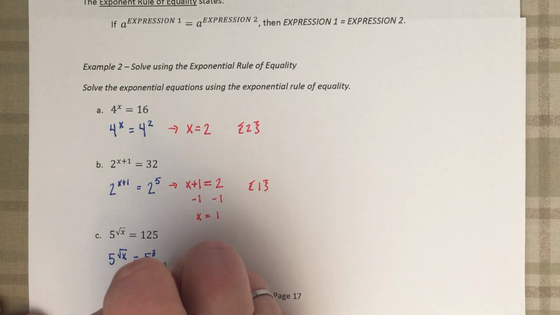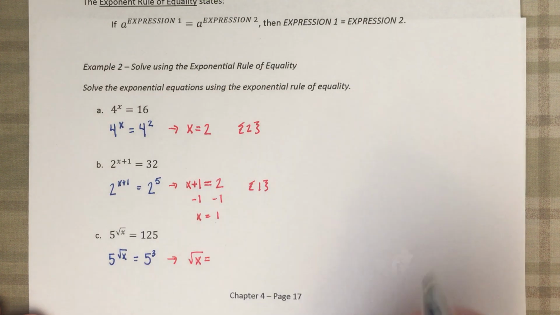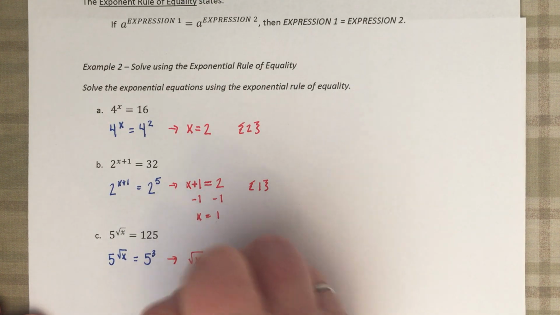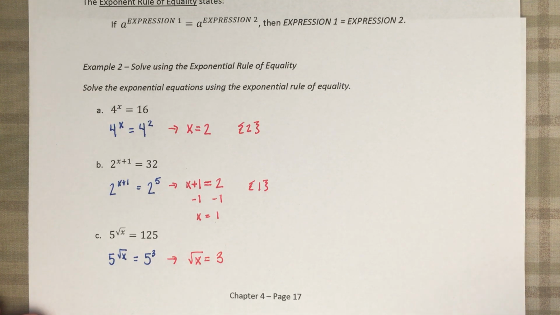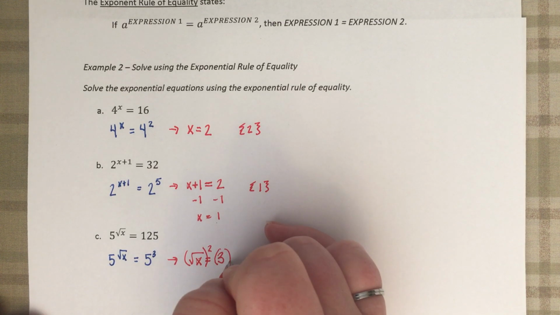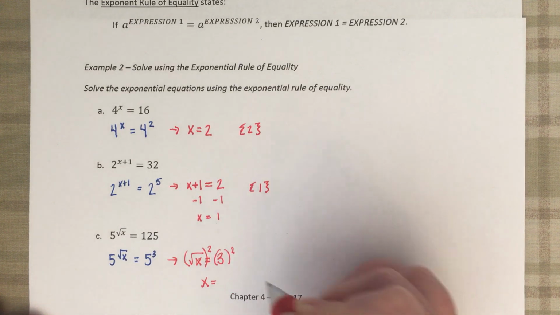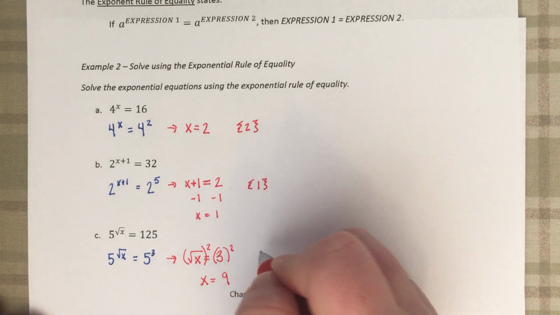Then again, we're going to focus on our exponents here. Set those equal to one another. So our square root of x is equal to 3. A square root equation, remember we square both sides to get our answer. So we square the square root of x, we simply get x. We square 3, we get 9.